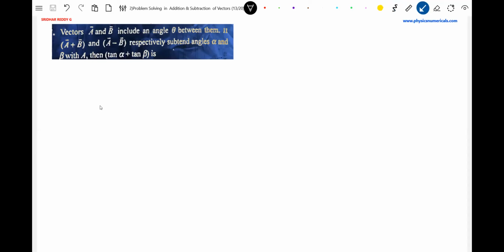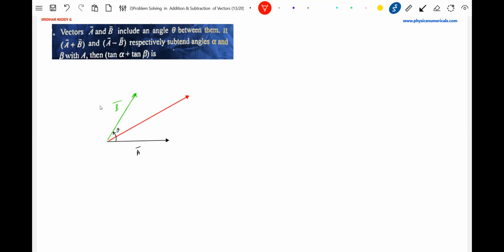There's a vector A bar. Vectors A bar and B bar include an angle. There's a vector B bar, there's a vector A bar. The angle between them is theta. Then the resultant of A bar plus B bar subtends an angle alpha. Okay, I think we are quite clear.